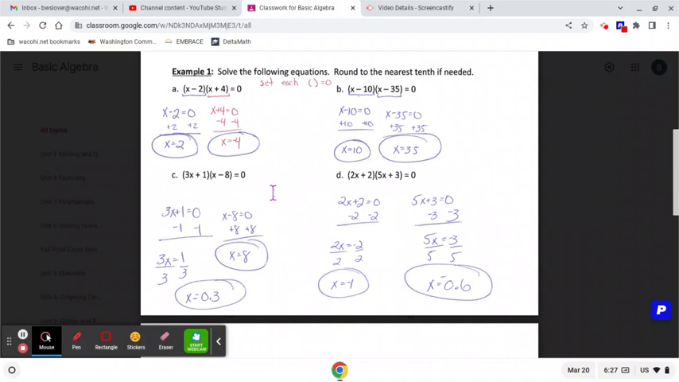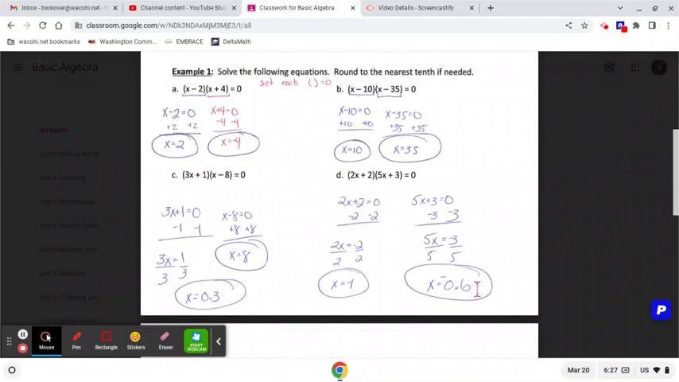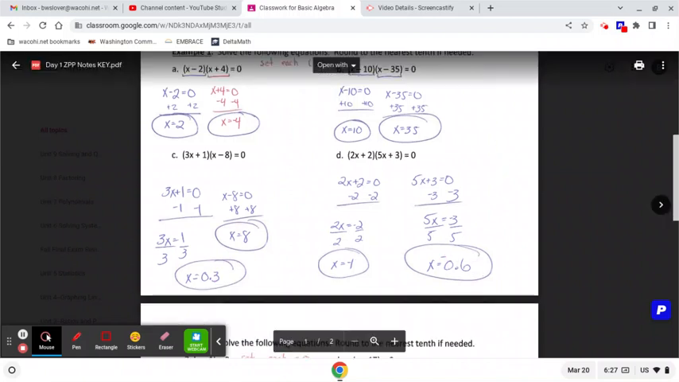Here's just more examples. I'm setting each set of parentheses equal to 0. Notice on this one I got a decimal, and that is okay. Same thing on this one, I got a decimal.